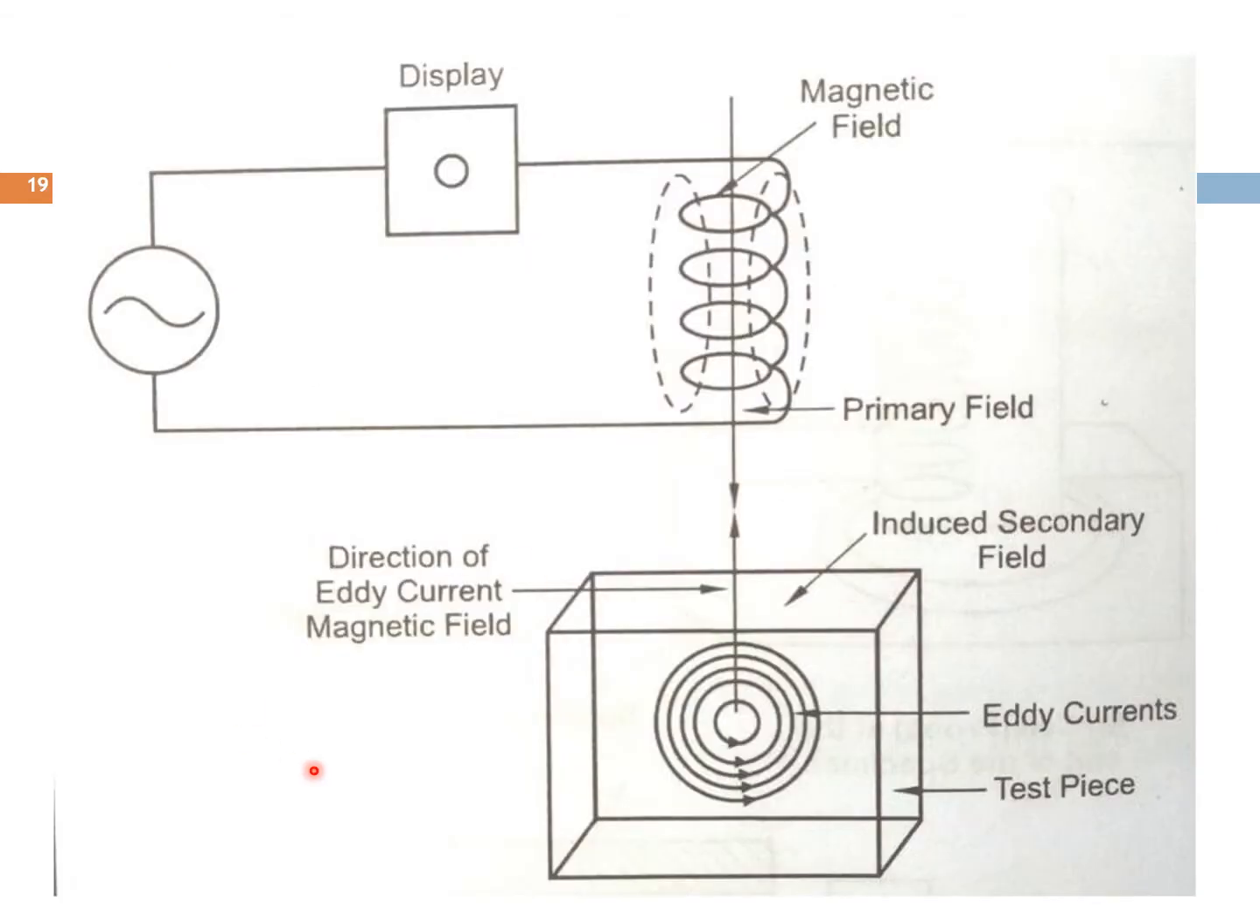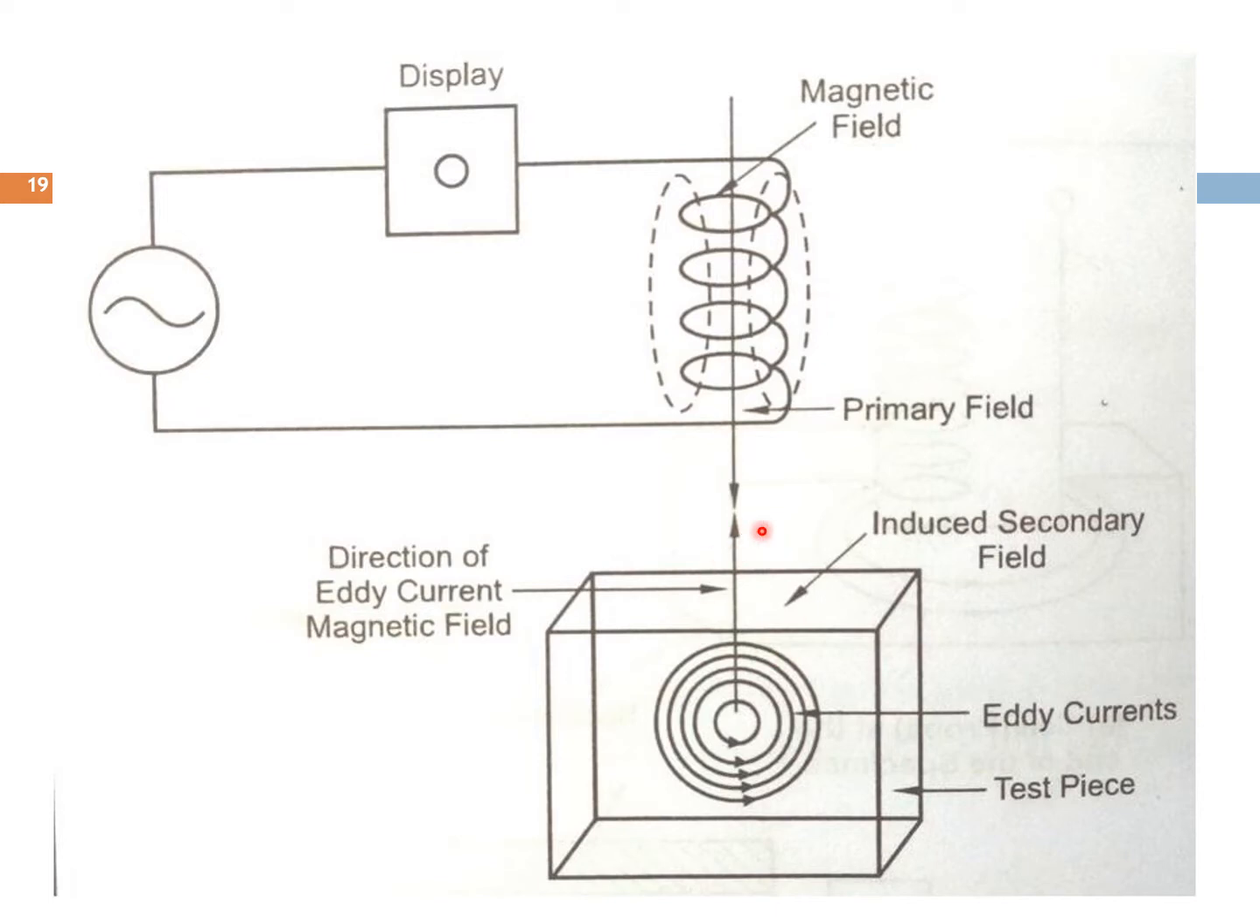Now, this is the working principle. This is the primary conductor that you are using. We have an AC source and a display device, and the AC source is used to power a conductor. Alternating current of high frequency is passed through. As a result, a magnetic field is generated. This is the surface where we have to find the defects. So this surface is introduced in the vicinity of the primary magnetic field.